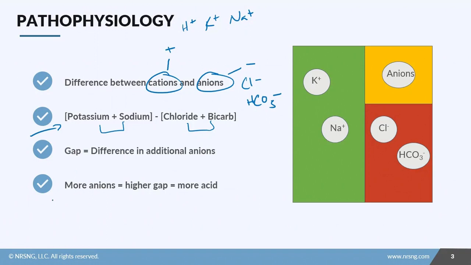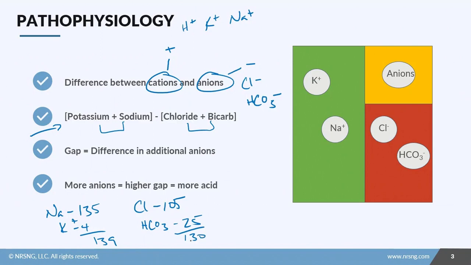So let's look at an example. Let's say our sodium is 135, our potassium is 4, our chloride is 105, and our bicarb is, let's say, 25. You add these two together and you get 139. Then you add these two together, you get 130. We're going to subtract these, and it's going to give you 9 milliequivalents per liter. This tells us that all of the extra anions account for 9 milliequivalents per liter. That's what this is right here.